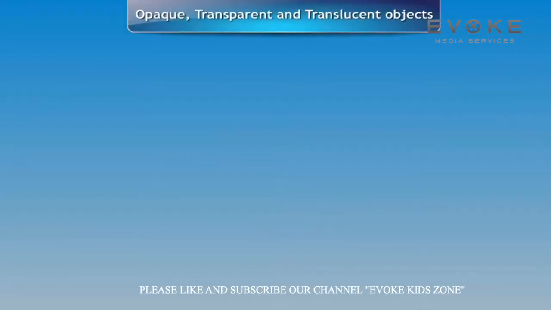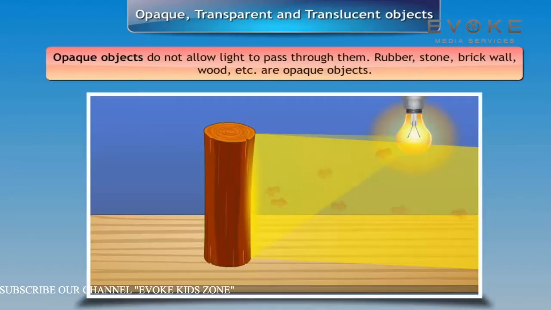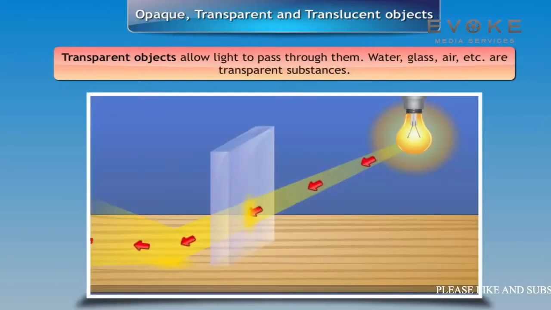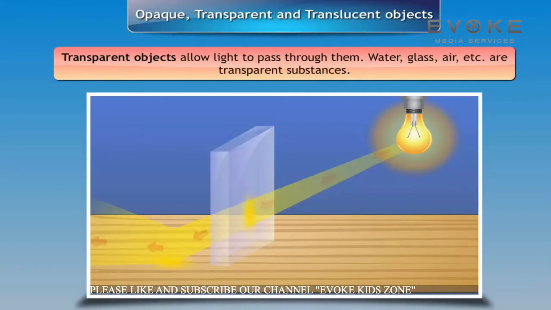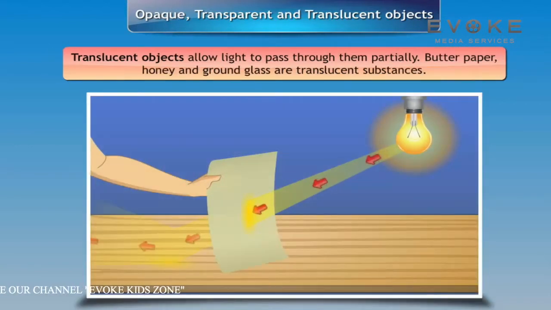Opaque, transparent, and translucent objects. Opaque objects do not allow light to pass through them. Rubber, stone, brick wall, wood, etc. are opaque objects. Transparent objects allow light to pass through them. Water, glass, air, etc. are transparent substances. Translucent objects allow light to pass through them partially. Butter paper, honey and ground glass are translucent substances.